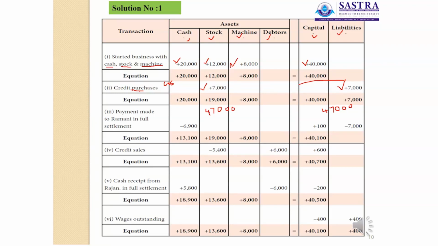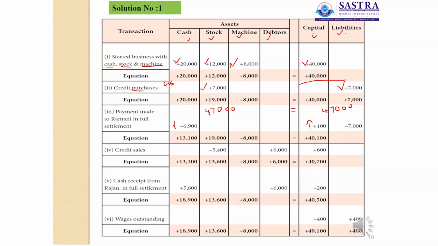Is it clear? Okay, the next transaction. Payment made to Ramani in full settlement. So the amount payable to Ramani was rupees 7,000. We have received a discount of rupees 100. So 100 is the discount received, and that is income for us. So automatically the capital value increased, plus 100 rupees. 6,900 is paid out of 7,000, so automatically the cash value will decrease.